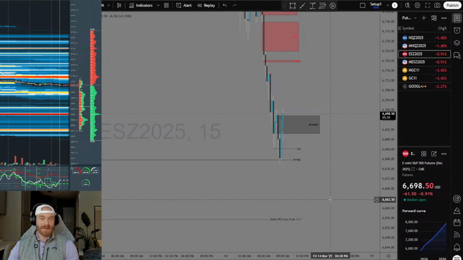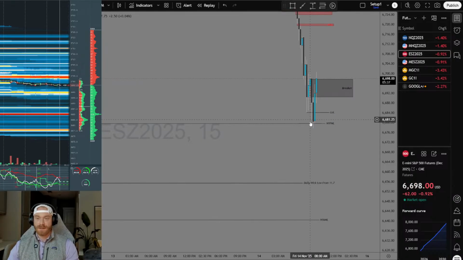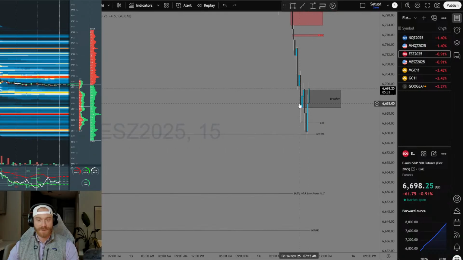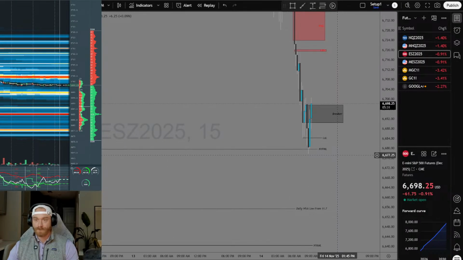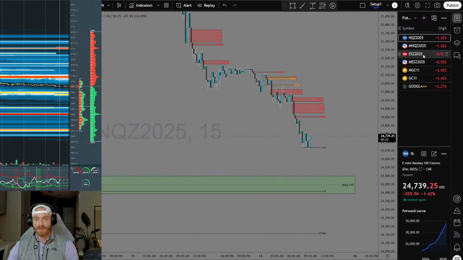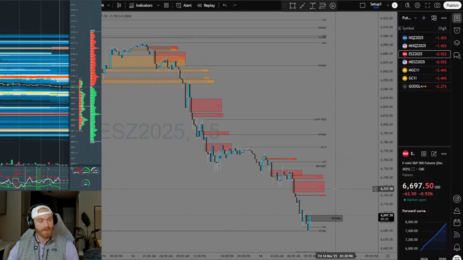NQ took lows and ES has yet to. Well, there's ES taking London low and New York PM low from a while ago. So, those are two pretty good lows right there. Yeah, they're almost completely in lockstep, Bryson.